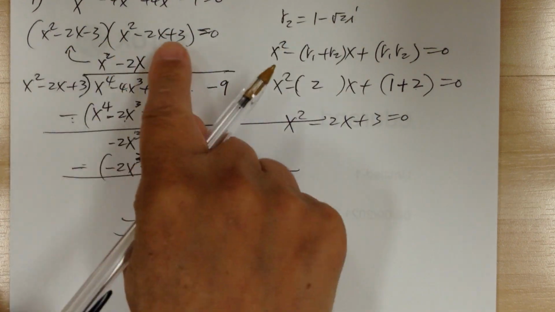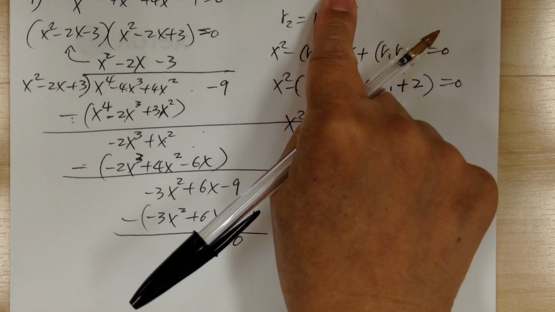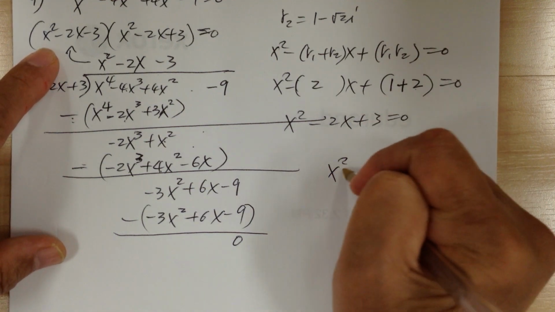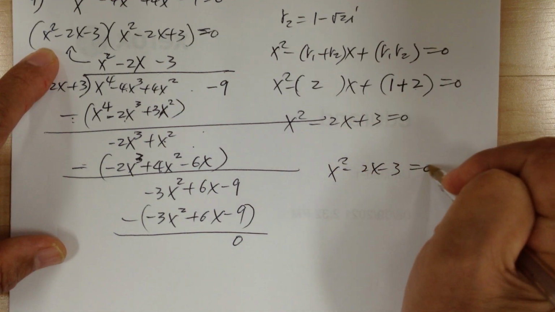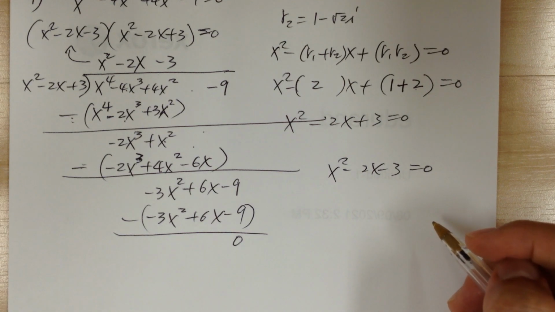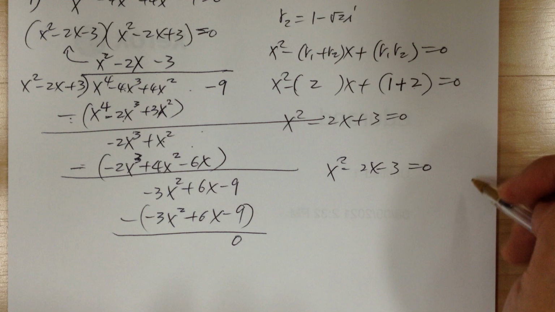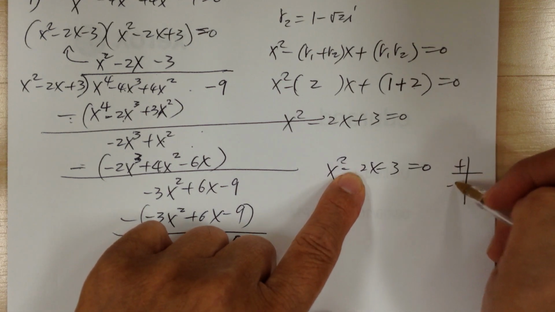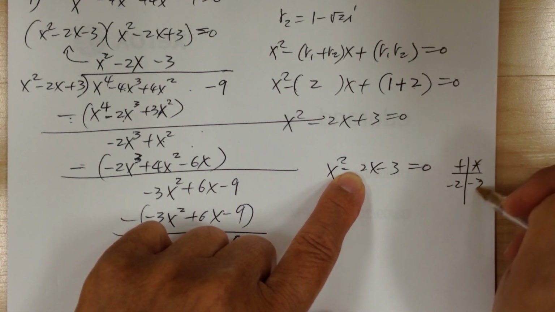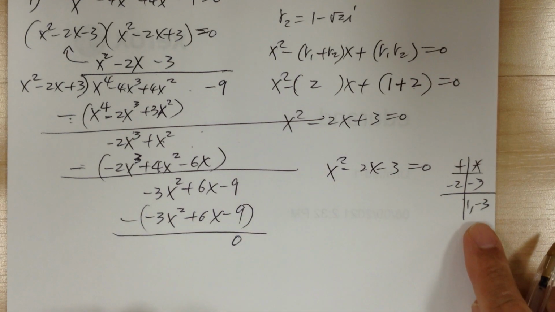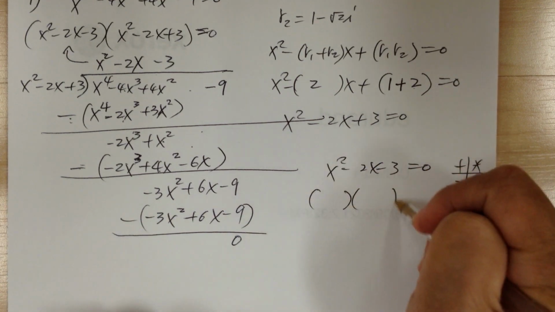So now we can solve this part. So this part will give these two answers. This part, okay, that's going to solve. So x squared minus 2x minus 3 equal to 0. Let's go and see if it's factorable. Okay, so you have to add to get negative 2, multiply to get negative 3. Okay? So 1, negative 3. So this works. So this is factorable.